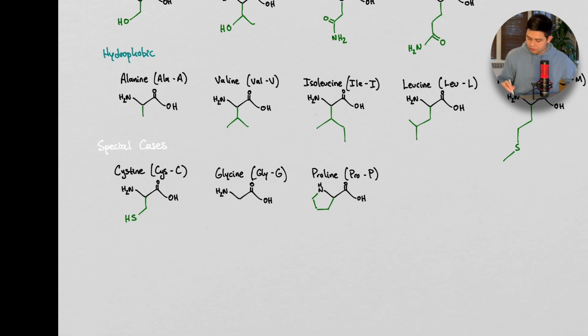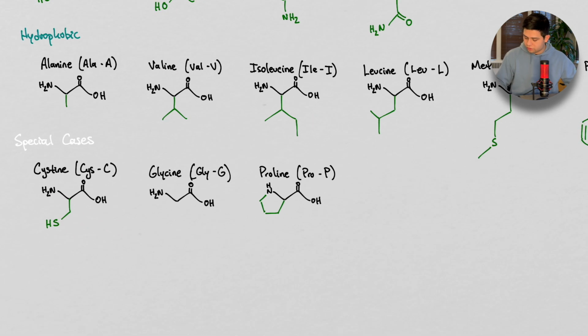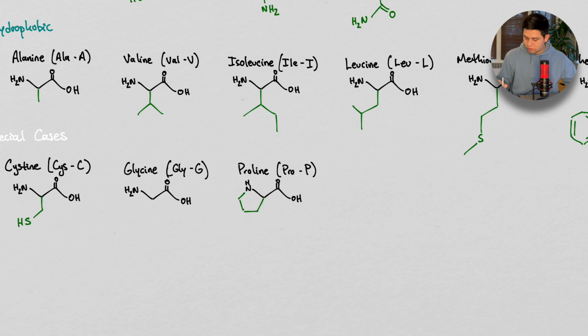Then we have special cases, right? So the special cases are these. Glycine is interesting because it doesn't have an extra group on it. It's just hydrogens. And then we have cysteine, which has this group right here, and proline's quite interesting also because of its R group. I haven't really introduced what an R group is, but the R group is these green side chains, and the side chain for proline is attached to the amino end of the peptide.